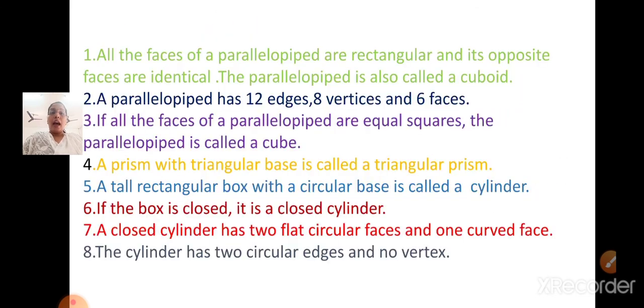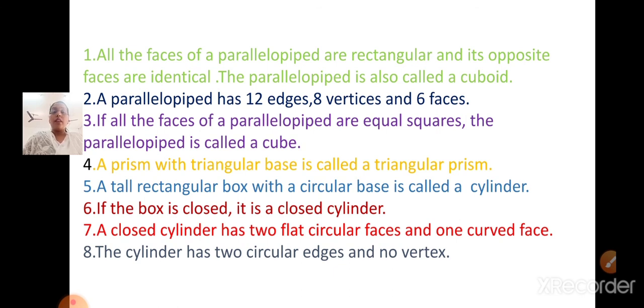Okay. And we have also learned all the faces of a parallelepiped. Parallelepiped means cuboids and cubes. We have learned now. So the parallelepiped is also known as a cuboid. All the faces of a parallelepiped are rectangular and its opposite faces are identical in a cuboid, right? The parallelepiped is also called a cuboid. So a parallelepiped means a cuboid or a cube. It has 12 edges, 8 vertices and 6 faces.